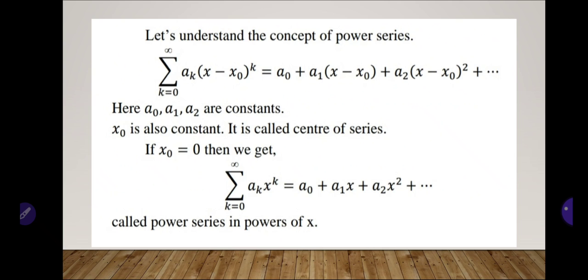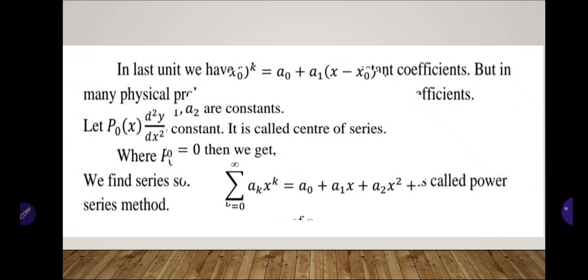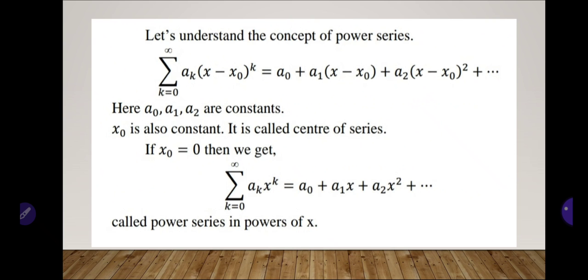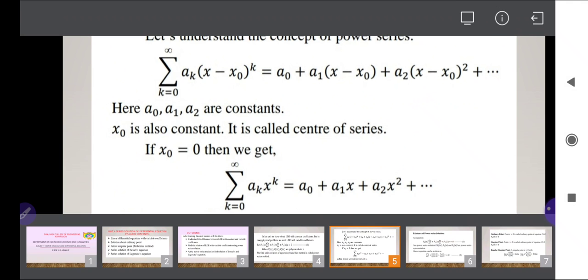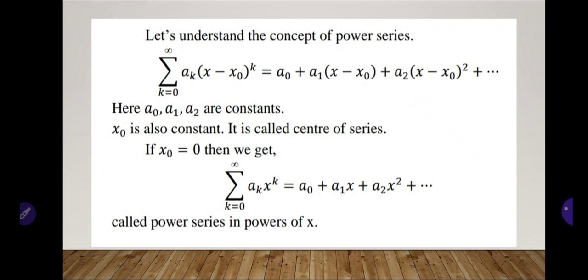Then let's understand the concept of power series. What is power series? So the summation k varies from 0 to infinity ak into (x minus x0) raised to k. That can be written as, when k is equals to 0, this ak becomes a0 into (x minus x0) raised to 0 power, so that is 1. So we will get a0 first term, constant term. Then when you put k is equals to 1, then we will get second term, that is a1 into (x minus x0). When you put k equals to 2, you will get the third term, that is a2 into (x minus x0) whole square plus dot dot dot so on.